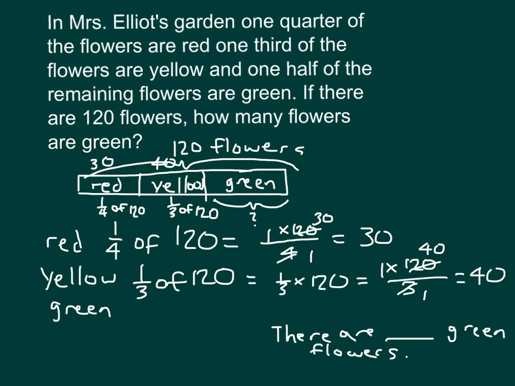It says how many flowers are green. So, we can just work with our numbers for our flowers. It's the total amount of flowers subtracting the total red and yellow flowers there are. 30 plus 40 is 70. We have 120 minus 70, which would be 50. There are 50 green flowers.